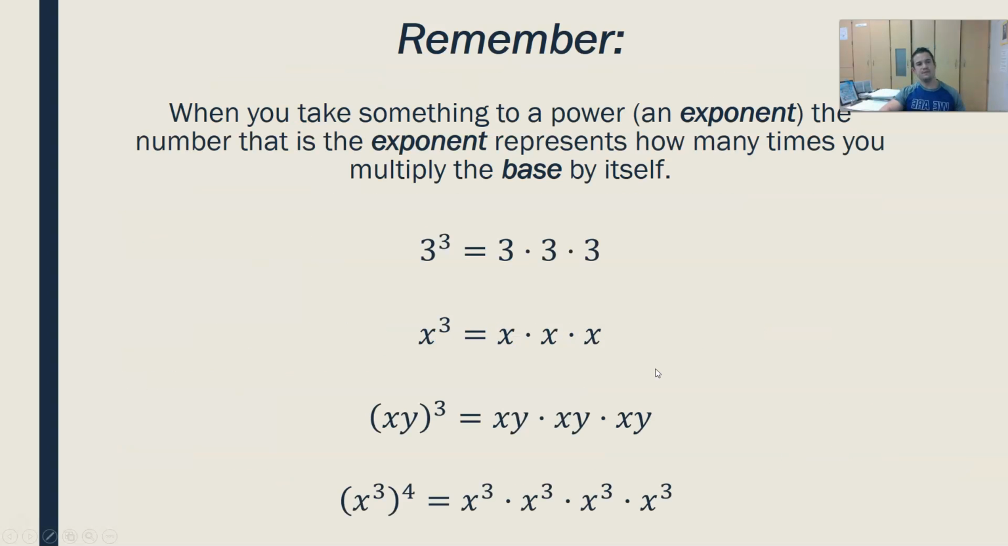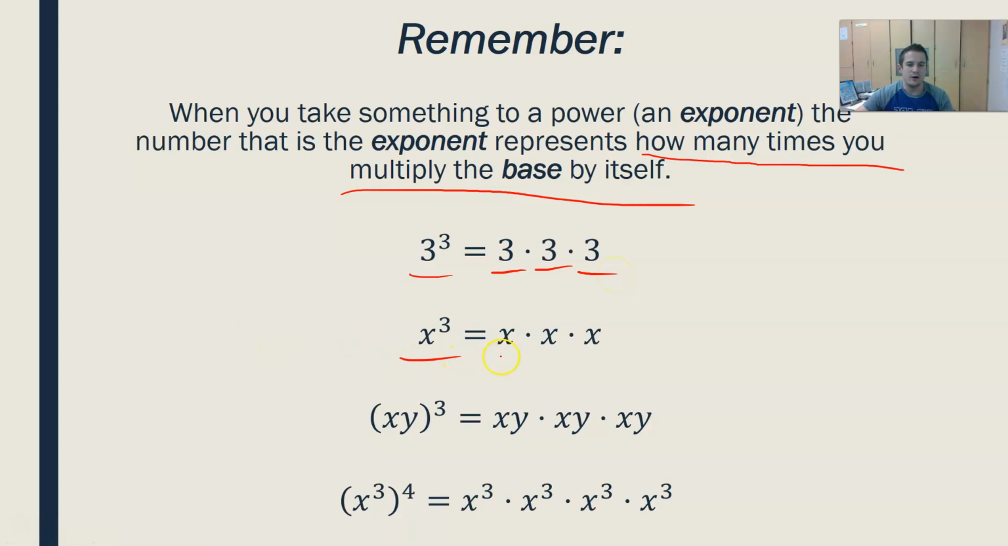So now we're going to move on to talk about the power rule. When you take something to a power, just as a reminder, the number that's the exponent represents how many times you multiply the base by itself. So for example, 3 to the third power, or 3 cubed, is the same as 3 times 3 times 3. An exponent just tells me how many times I multiply the base by itself. X to the third power would be x times x times x, 3 times.